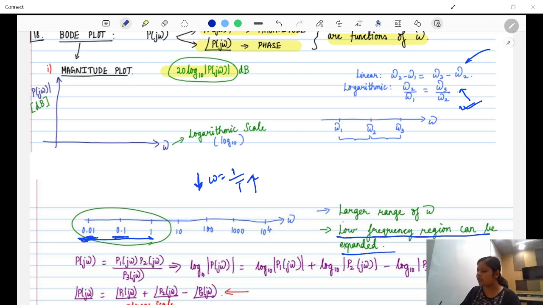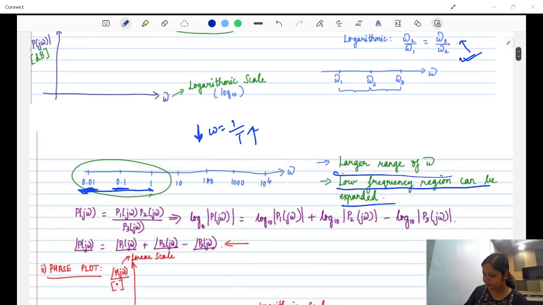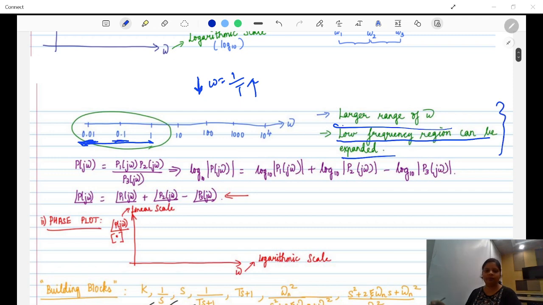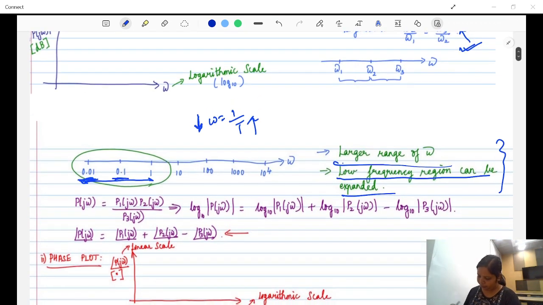That is the advantage here. We also get a larger range of omega because it is a geometric progression. So you go on multiplying by 10 when you're talking in decades. That's why both of these reasons motivate us to go for logarithmic scale.